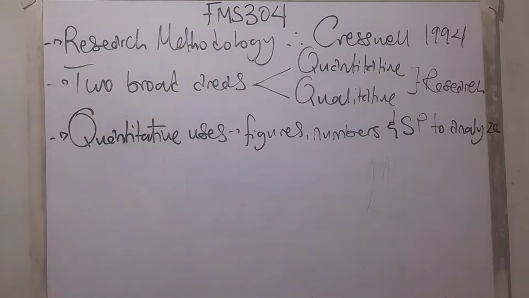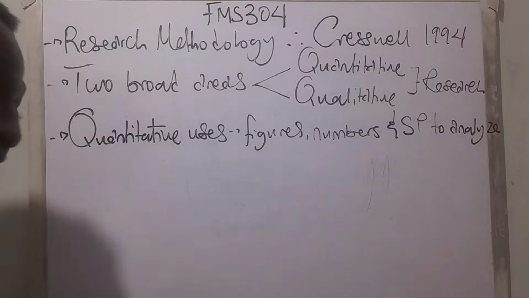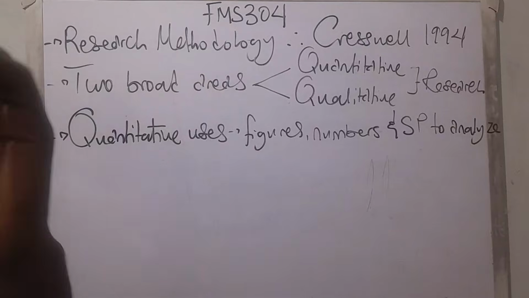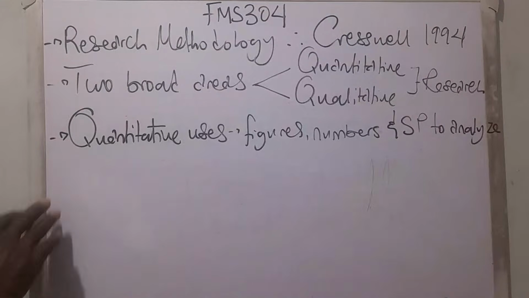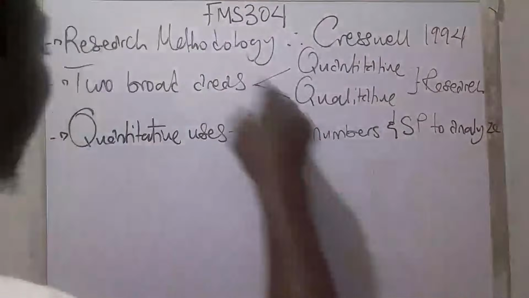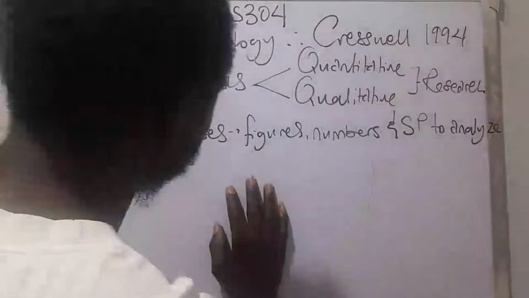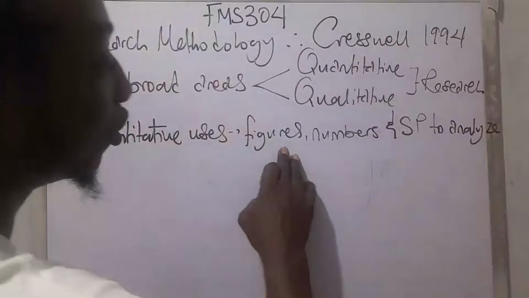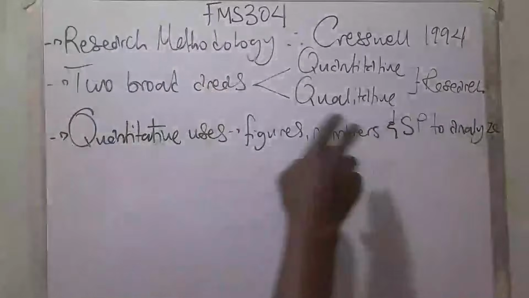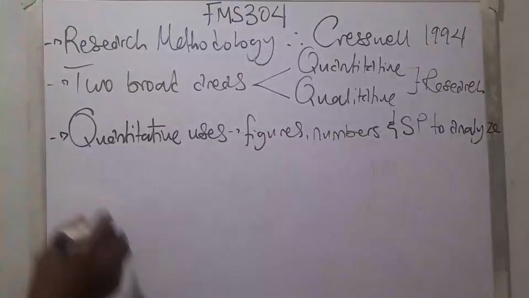But the bottom line here is definitely this is what research is all about: to make inquiry on how to improve upon an existing situation, make it better, improve it, or eradicate it, as the case may be. But one thing to consider is that this type of approach uses figures, numbers, and statistical proceedings to analyze the problem.